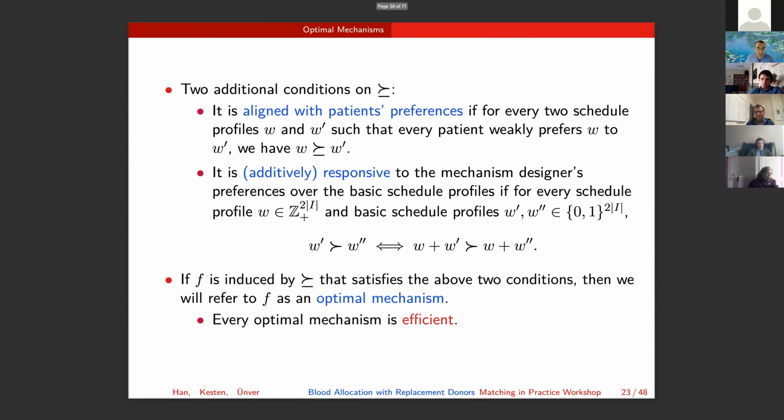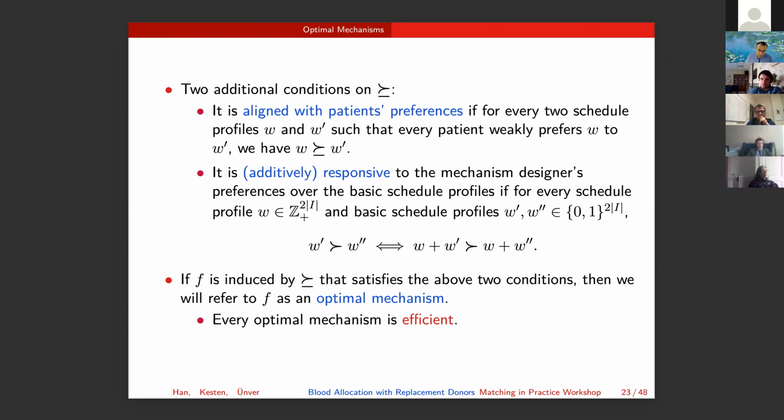Okay. So I will make two restrictions on this preference relation. One of them is I will assume some alignedness of patients' preferences, meaning that for every two schedule profiles W and W prime such that every patient weakly prefers W to W prime, we should have W is at least as good as W prime.